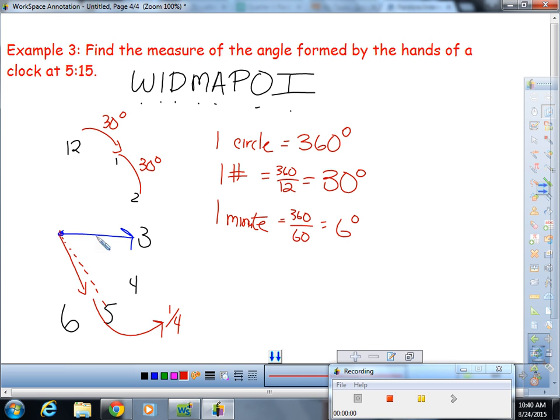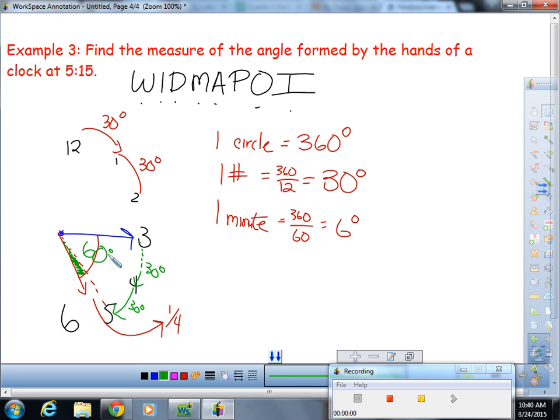All right, so we want to know the measure of that angle. Okay, well, between 3 and 4, 30 degrees has passed. Between 4 and 5, 30 degrees has passed. So this answer is going to be bigger than 60, but less than 90. Okay? Well, what we need to know is how many degrees is this little sliver here? This little sliver that we're going to add to our 60 that we've already calculated.